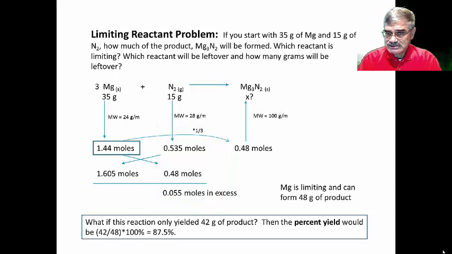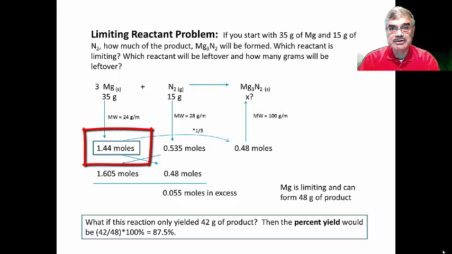When you do that analysis, it immediately tells you which of the reactants is limiting. The magnesium is limiting. And my advice is that once you have determined which of the reactants is limiting, draw a box around it so you don't forget. I mean, it's easy to forget these things, so draw a box around it.